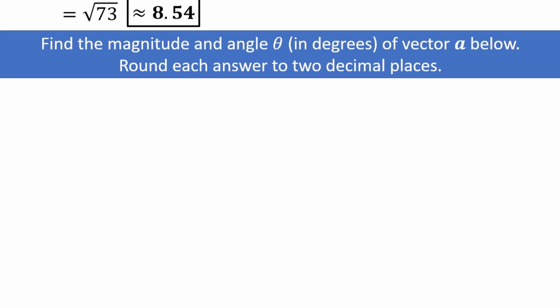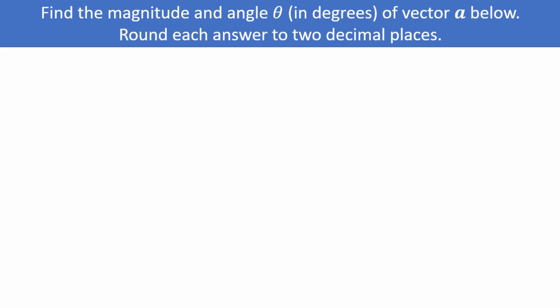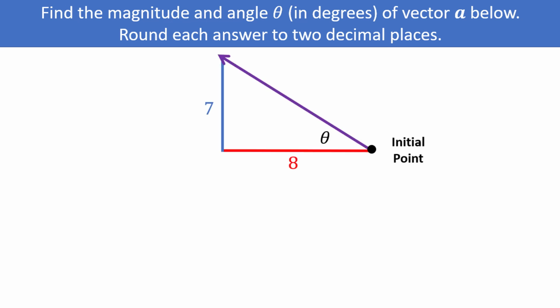Let's try another problem. We are asked to find the magnitude and angle theta in degrees of vector A below. We are asked to round each answer to 2 decimal places, just like the last problem. Now the distances are all represented by positive numbers here, but if we were to write the component form of the vector, we would have to indicate that the horizontal distance is to the left, which we would represent by a negative 8.